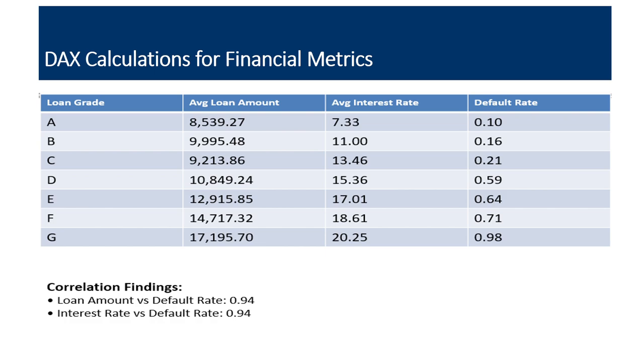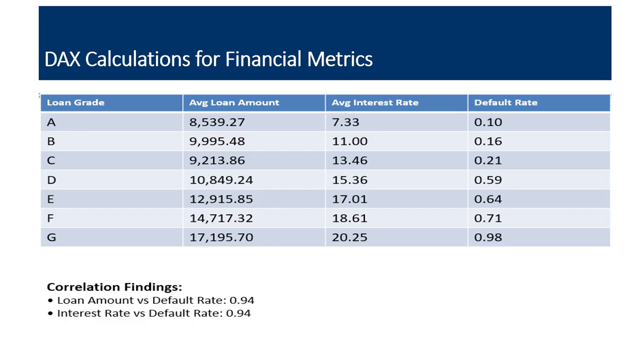Loan amount is 849.28 and average interest rate is 15.36 and the default rate is 0.559. Here we can see grade F and grade G have the highest average loan amount and average interest rate, and default rate is 0.98.